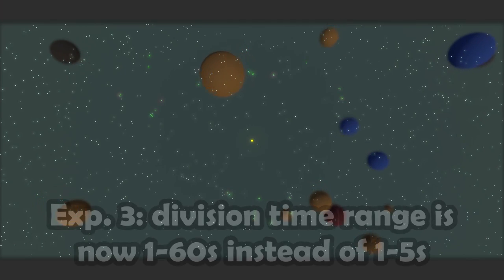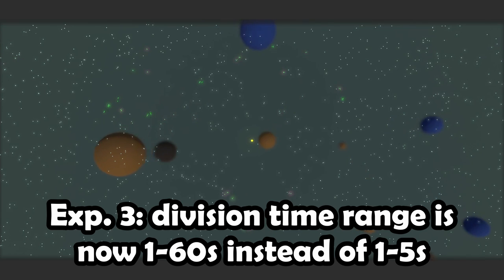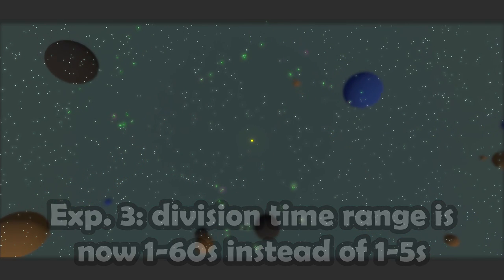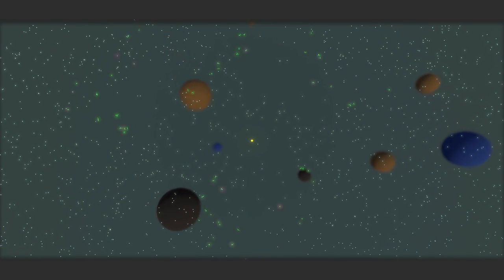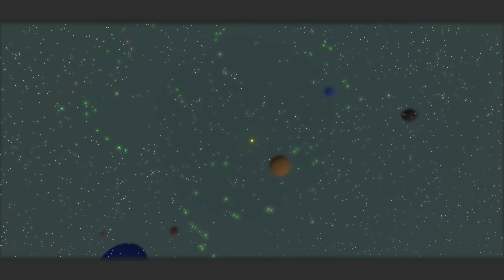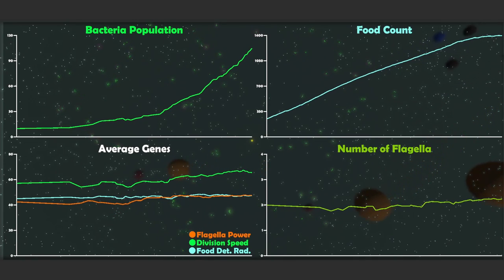towards this gene. For the third experiment, let's see if we can make another gene useful, which is the division speed one. Currently, the time it takes the bacteria to mutate is between 1 to 5 seconds, depending on their division speed gene.